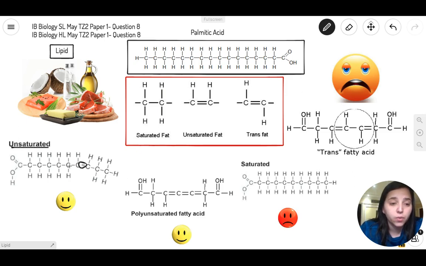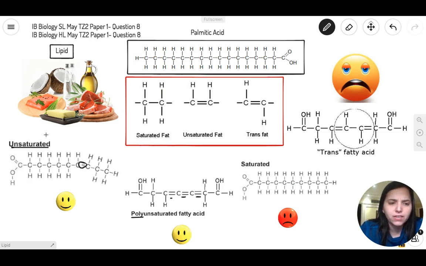But then again, what's the difference between unsaturated and polyunsaturated? Poly means many, and you can see there's one, there's two, and there are three double bonds on that chain. That makes it many, which is polyunsaturated. Now, these two unsaturated fats are good fats. That's why you get those smiley little guys. These are healthy fats, which we need to eat every day, and they're good for you.